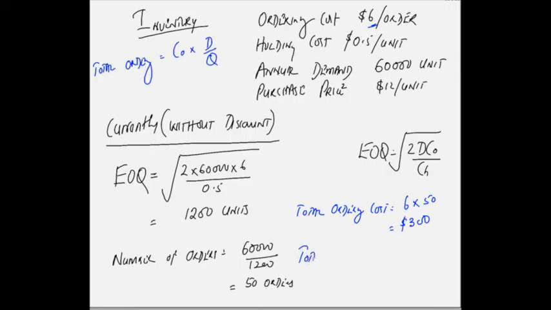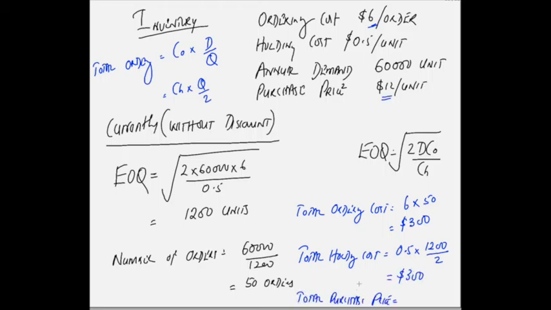Total holding cost, can you recall the formula? Holding cost per unit multiplied by average inventory, isn't it? So it's $0.5 into 1,200 divided by 2, right? 300. And what is your total purchase price? What is the unit cost? 12. And how many such units are you going to buy? 60,000 units, right? Throughout the year. Cost you how much? $720,000.